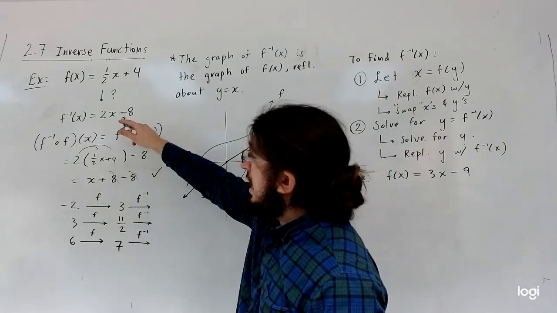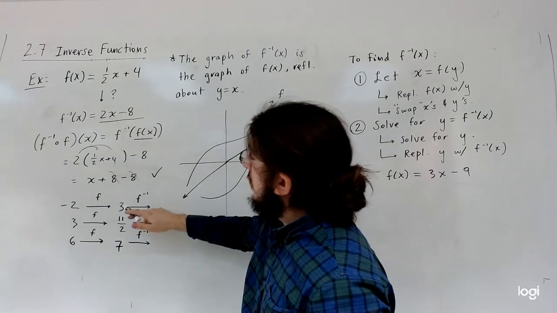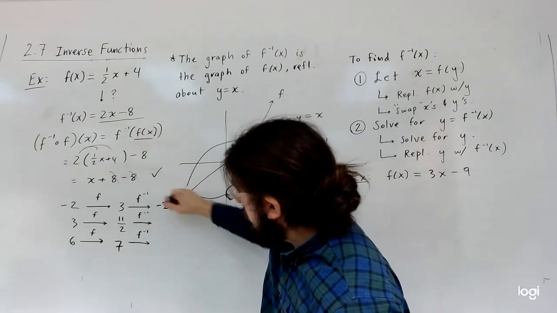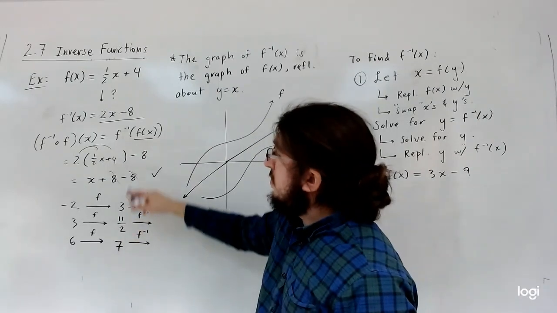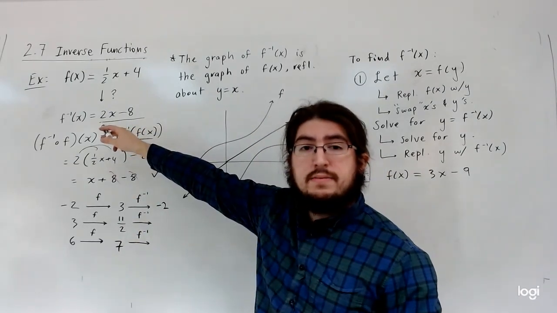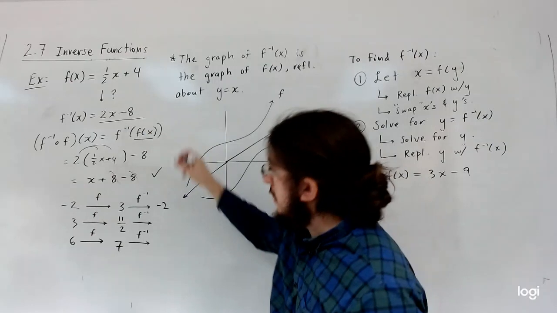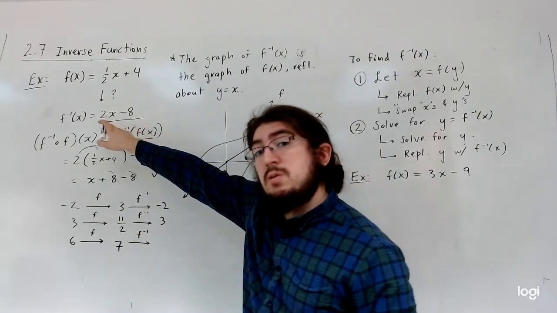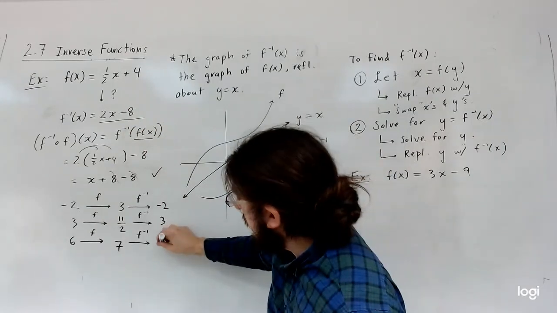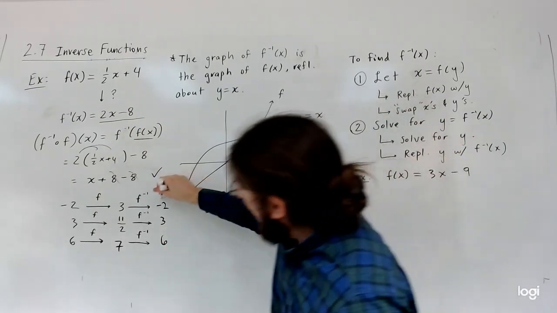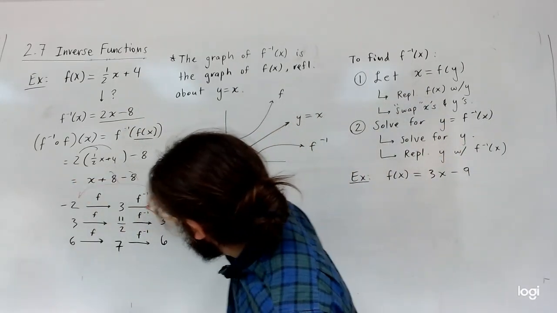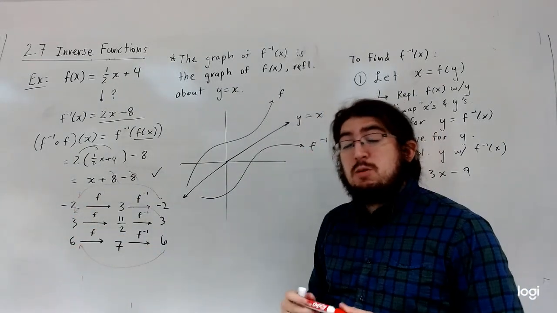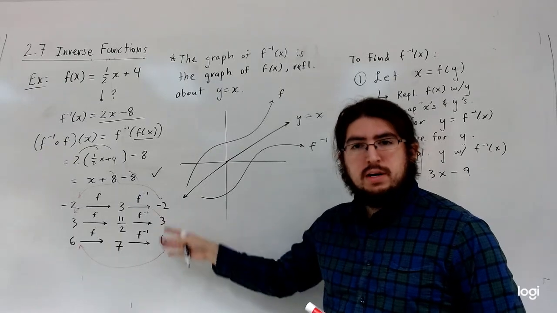Plug in 3 into f inverse. Well, let's see. 3 times 2 is 6, minus 8 is -2. Plug in 11/2. 11/2 times 2 is 11, because the 2's cancel. 11 minus 8 is 3. Plug in 7. 7 times 2 is 14. 14 minus 8 is 6. Look at that. We get exactly what we started with for each of these. So indeed, f inverse undid what f did for each number one at a time, basically.